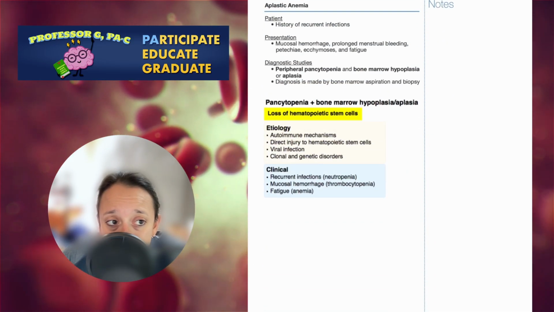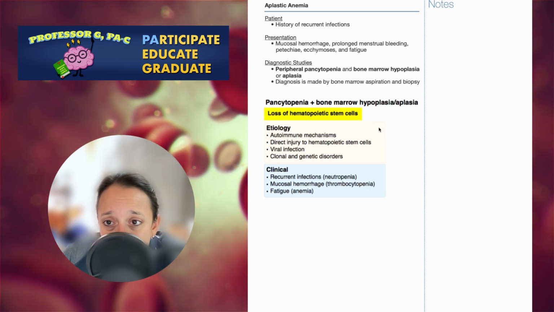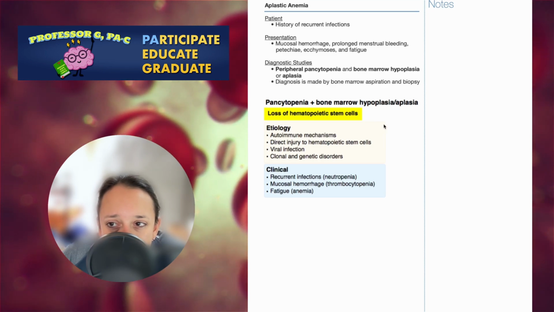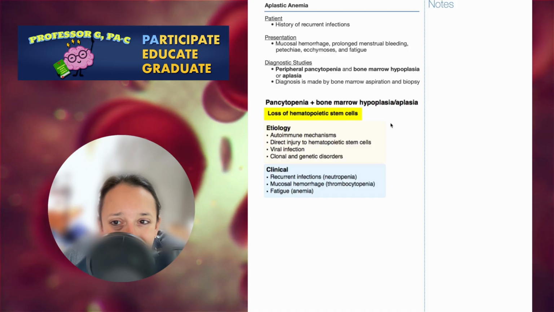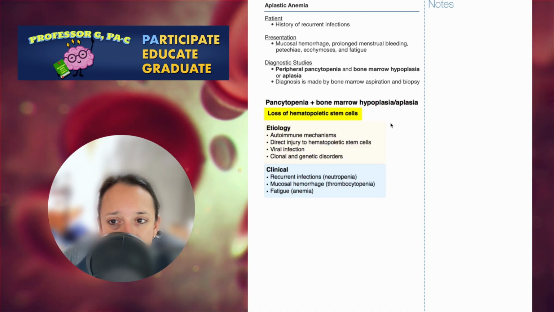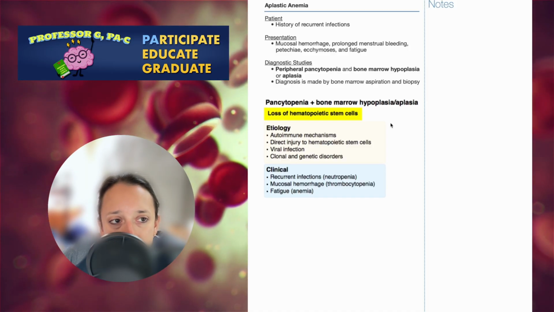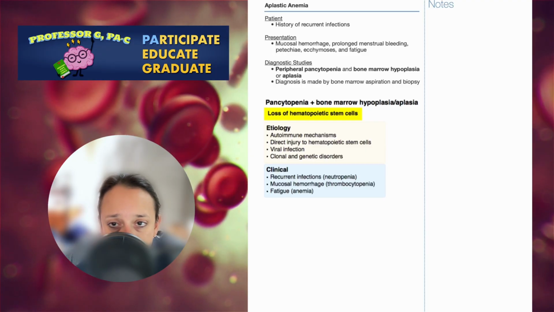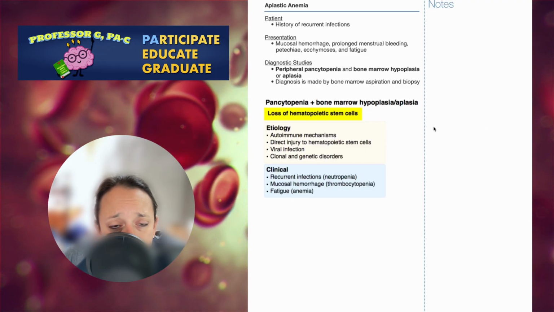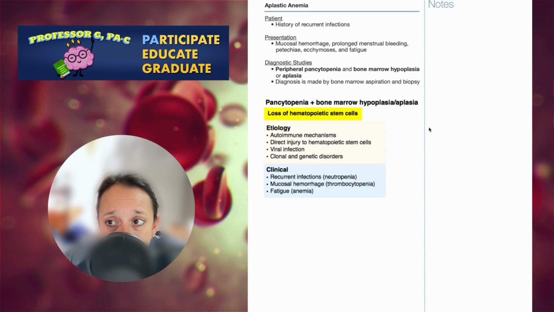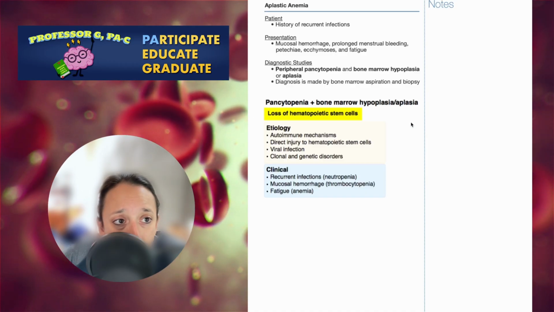Next up is aplastic anemia. In this case, it's basically a bone marrow failure disorder in which the bone marrow stops producing all three major blood cell lines. That includes red cells, white cells, and platelets. So instead of just anemia, these patients have pancytopenia, meaning low counts across the board.